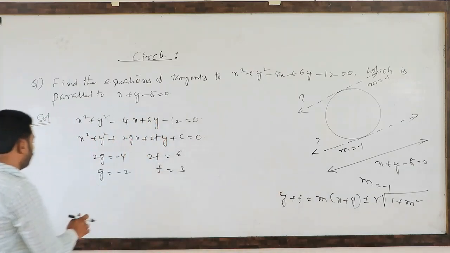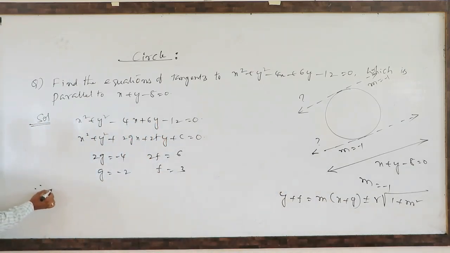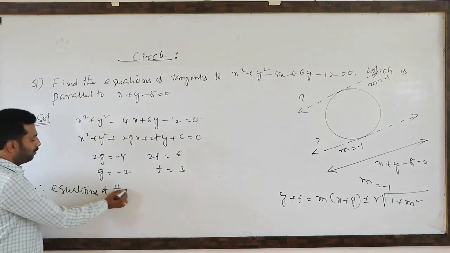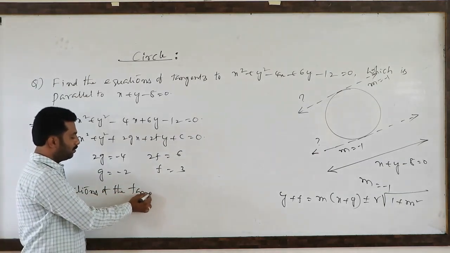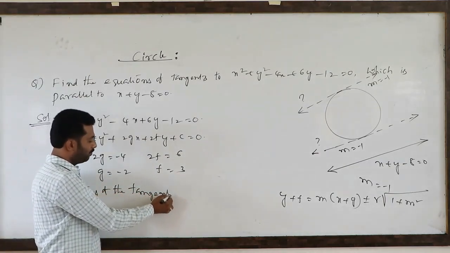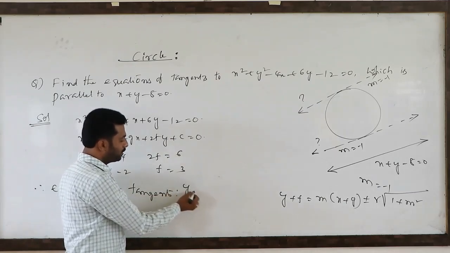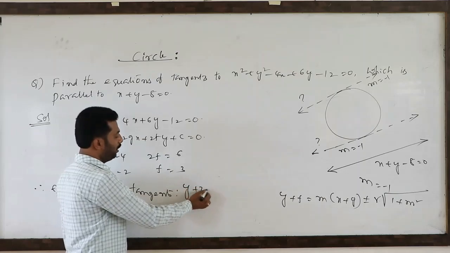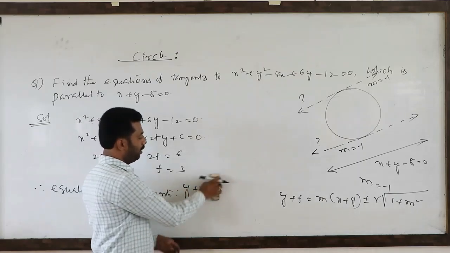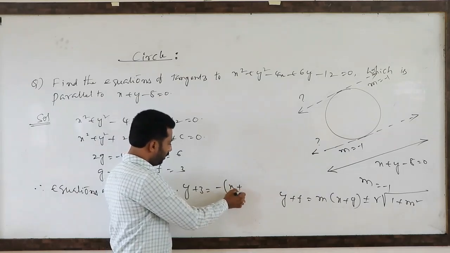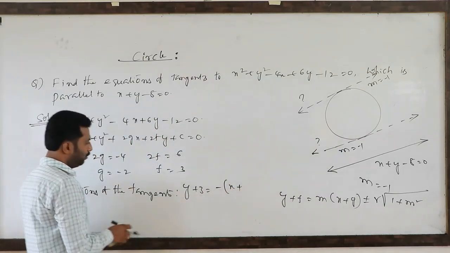If you substitute, we get the equations of the tangents. Write that formula: y plus f, f means 3, m means -1, x plus g. What is the g value? -2.